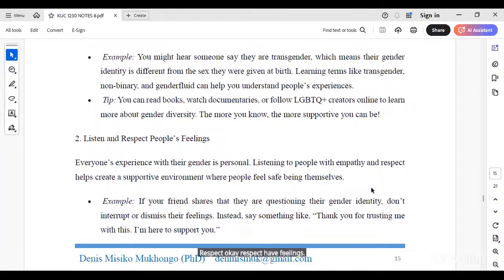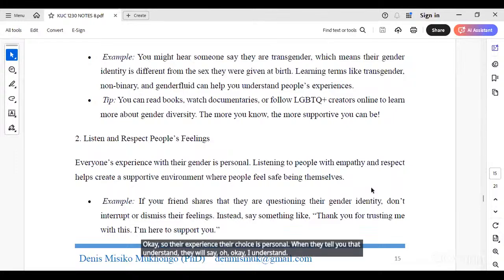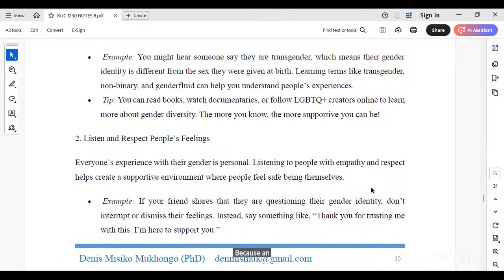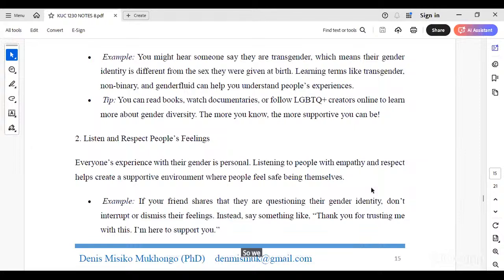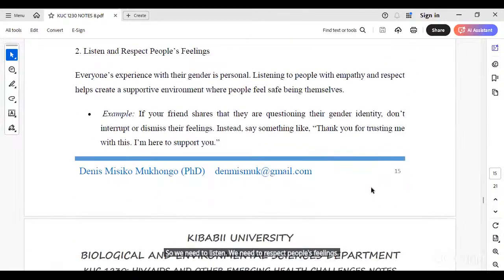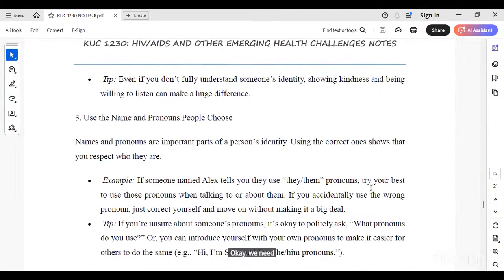Okay. So their experience, their choice is personal. When they tell you that, understand, you say, oh, okay, I understand. Because she can tell you no, I don't date, but I can find someone. Maybe she has a friend. So we need to listen. We need to respect people's feelings.